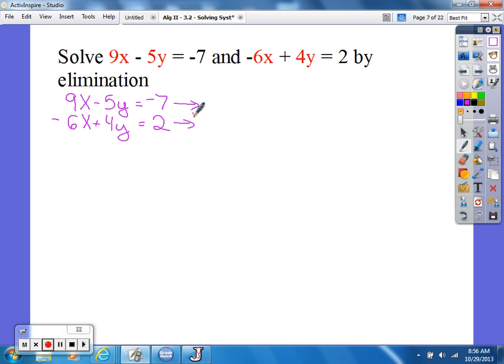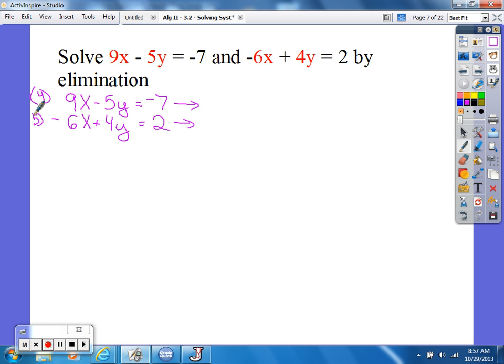And this is what I really like about these problems. You get to pick which variable to eliminate. So I'm going to pick on Lauren. Which one do you want to get rid of? Okay, she wants to get rid of x. 5 and 4, what common number do they have together? 20. So that means you need to multiply the top one by 4 and the bottom one by 5.